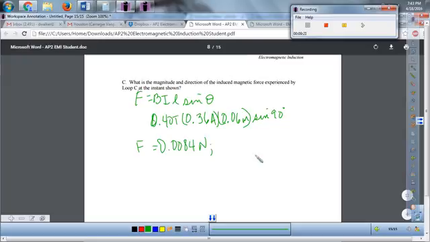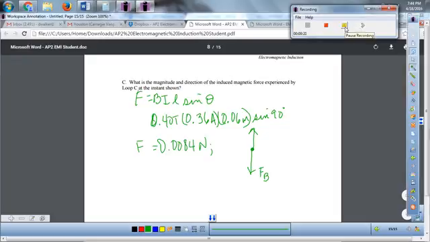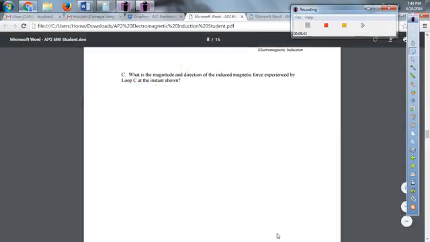Now, what's the direction? Well, I'm dragging it this way. So if it's not accelerating, there must be a force in that direction. Okay? So let me check my math real quick. Yeah, it was 0.0086, so that should have been a 6 right there. But everything was good, and you could have multiplied it in your calculator. All right, let's go on to D.